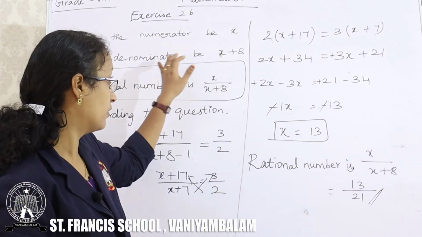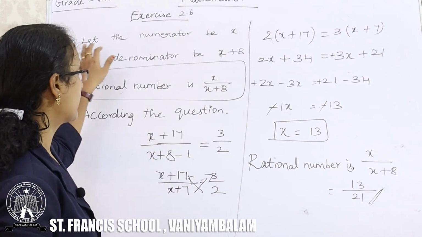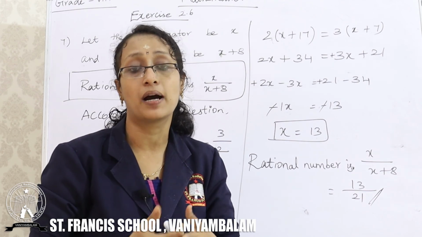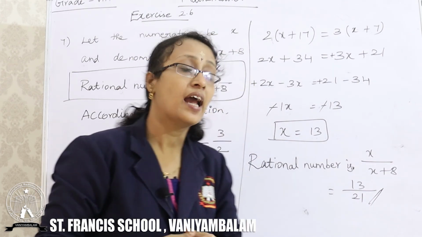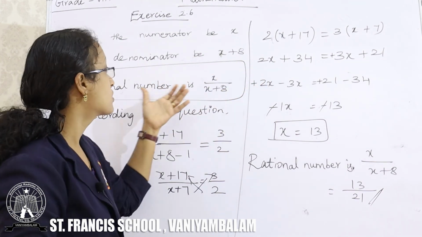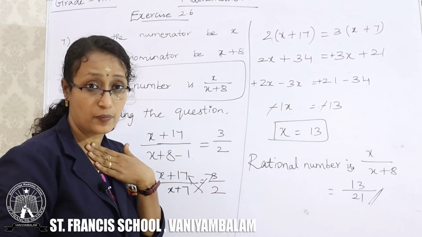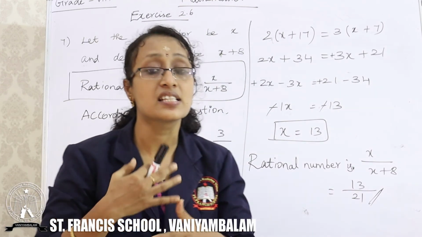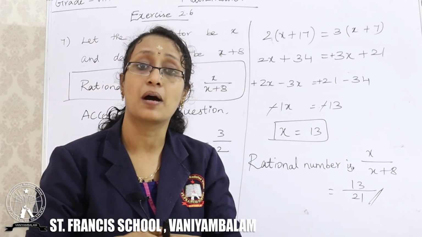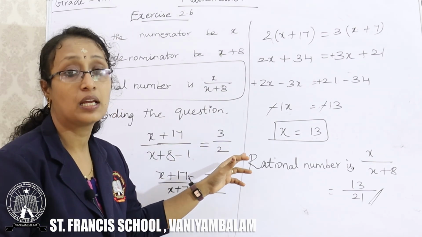Let me explain only once till this. Here you have the numerator, it is given in the question. Denominator of a rational number is greater than the numerator by 8. So let us take the numerator to be x. So what will be the denominator? Denominator will be x plus 8. So our rational number is x by x plus 8. Now according to the question, if the numerator is increased by 17, that means x plus 17, then the denominator is decreased by 1. So x plus 8 minus 1, and the number obtained is 3 by 2.